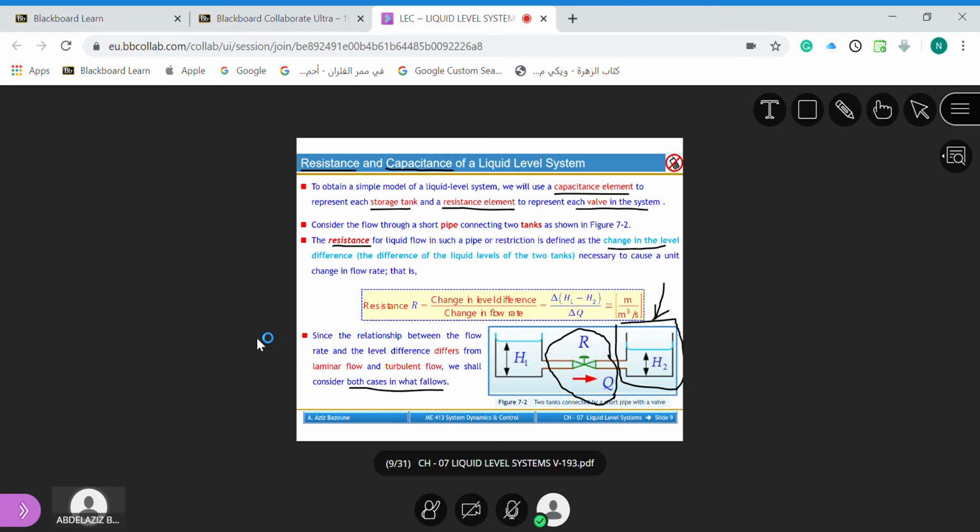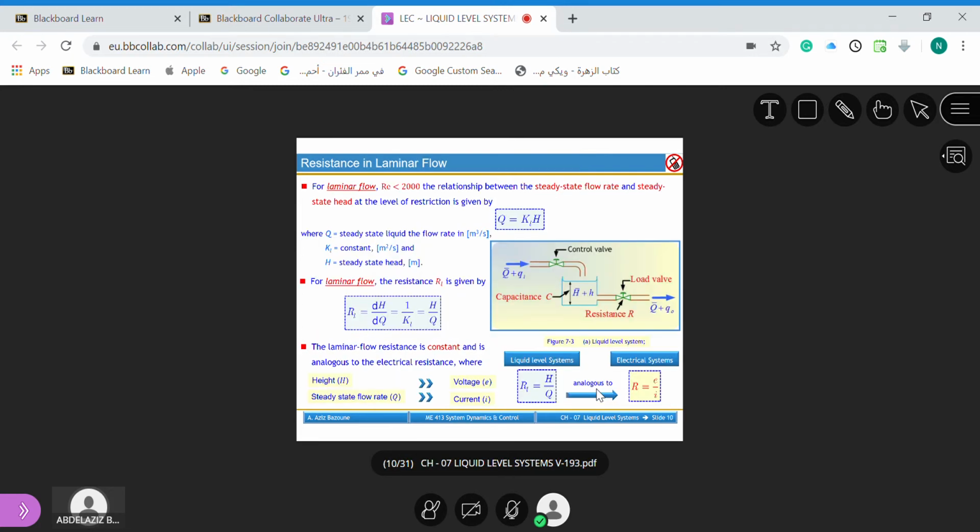in the electrical system. And we can compare this system, as we have seen in the analogy, exactly in the same way we have done it for the electrical system. So this is the first element. Now, if the flow is turbulent or laminar, if we consider the laminar flow, Reynolds number is less than 200. The relationship between the steady state flow rate and steady state head at the level of restriction is given by this one here.